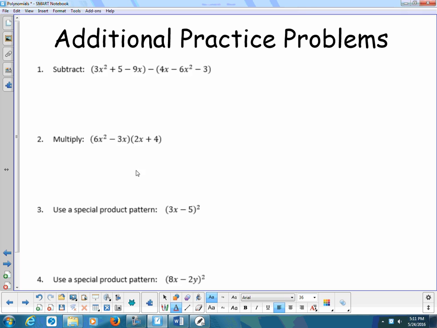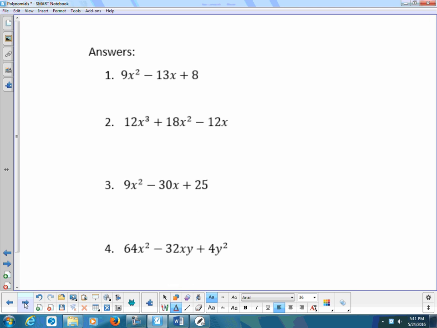Okay, hopefully you had a chance to practice these problems. Here are the solutions. All right, and if you did not get these or you have some question about them, look back, and if you really can't figure out what's going on, then please let me know.